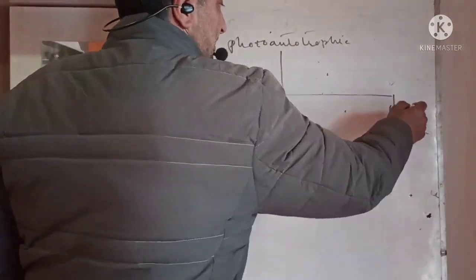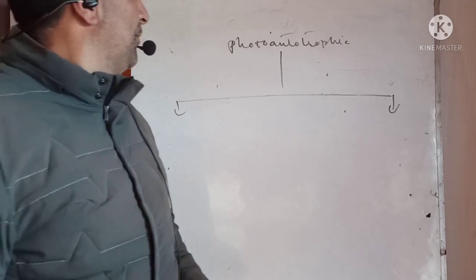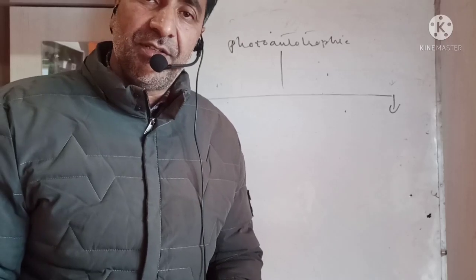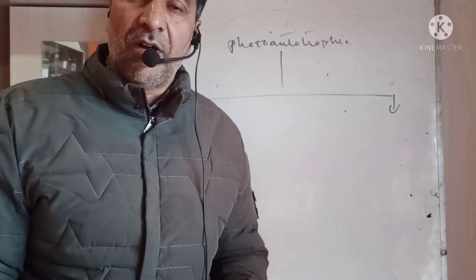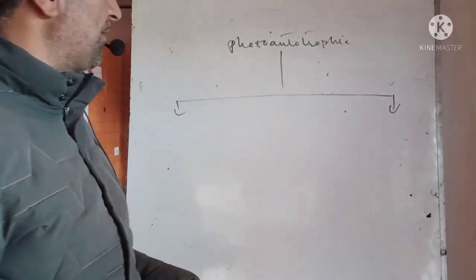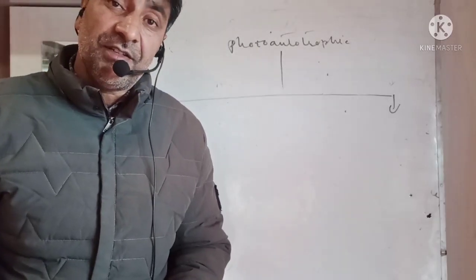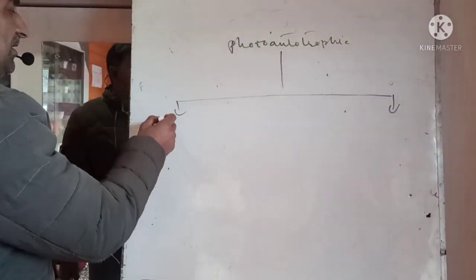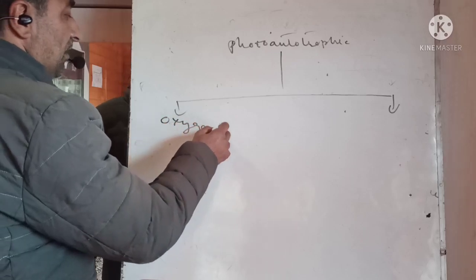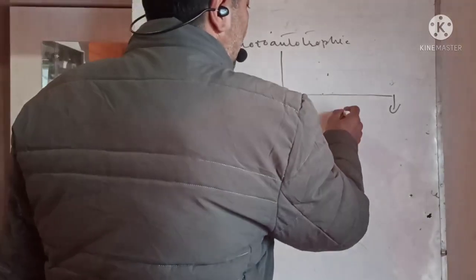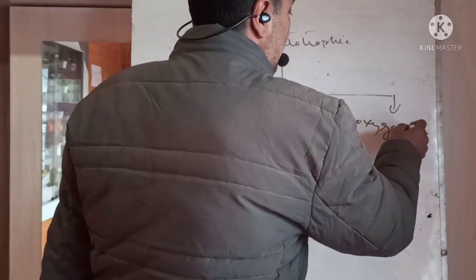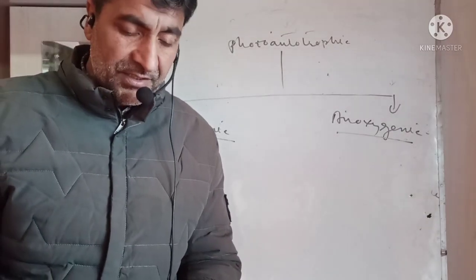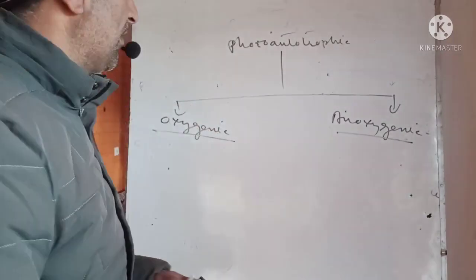This photoautotrophic nutrition is again of two types. During this nutrition photosynthesis occurs, and during photosynthesis the autotrophs can prepare their own food themselves. So photoautotrophic nutrition occurs in two ways. One is oxygenic photosynthesis, another is anoxygenic photosynthesis, or we can say anoxygenic photoautotrophic nutrition.